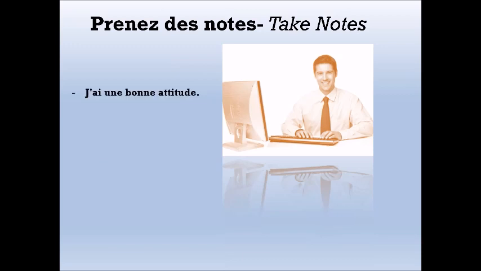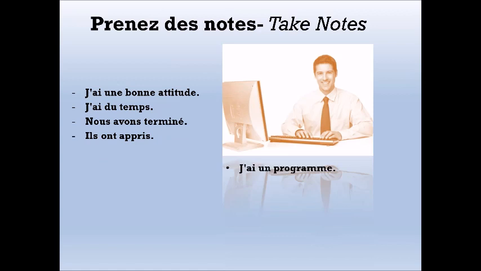Here are certain sentences using the verb to have. Avoir. J'ai une bonne attitude. J'ai du temps. Nous avons terminé. We are finished. Ils ont appris. They have learned. J'ai un programme. Vous avez des enfants. J'ai 33 ans. I would like that. That'd be nice if I were 33 years old today. It would be fantastic. All right, so let's continue.